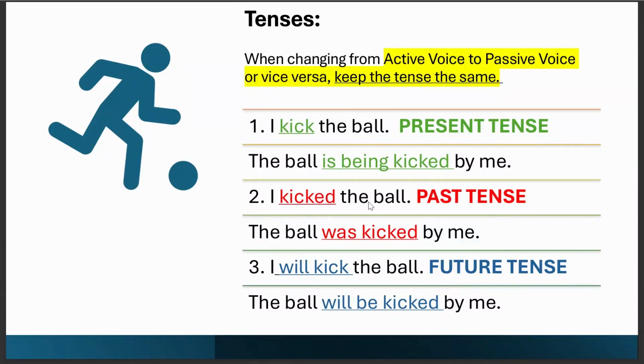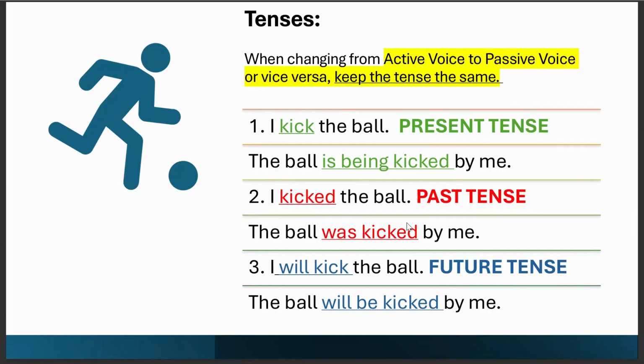And then I do the same with the past tense sentence. I kicked the ball. This is past tense. Will change to the ball was kicked by me. Very important for you to remember that you keep the tense the same. Same goes for future tense. I will kick the ball. Future tense will change to the ball will be kicked by me.